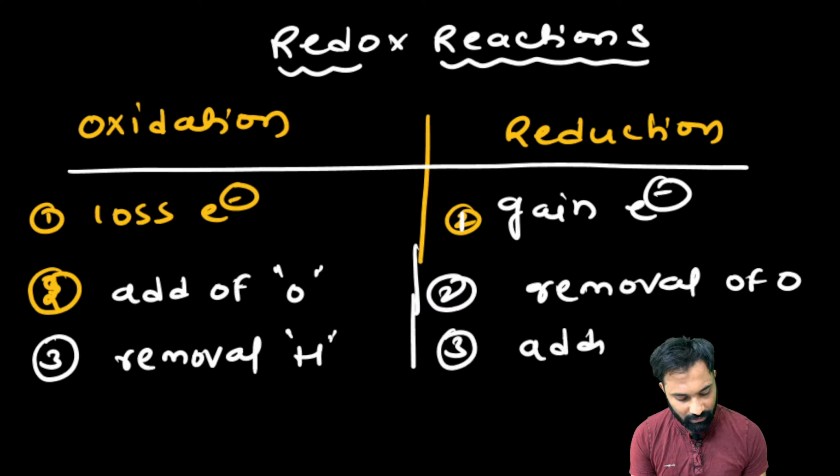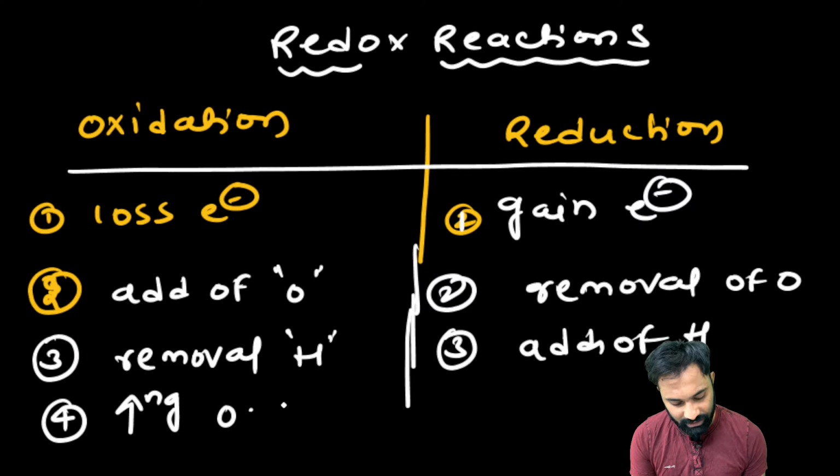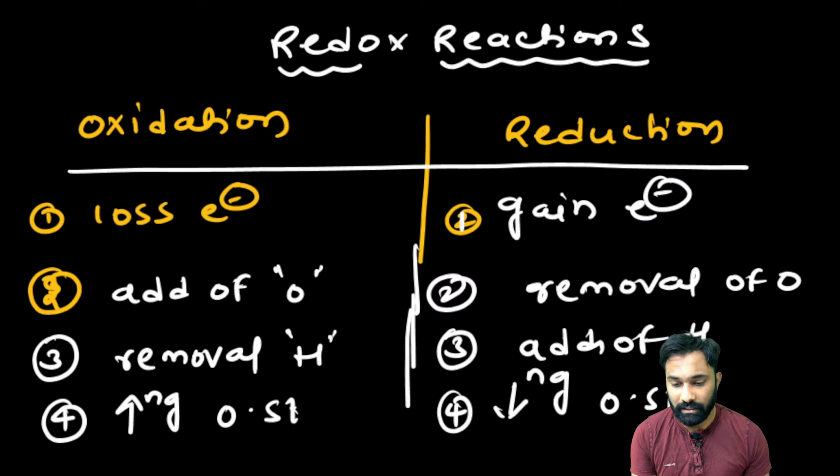Next point here, this is a very key point. Increase in oxidation state, decrease in oxidation state, right? Increase in the oxidation state is oxidation, and decrease in oxidation state we call reduction. These are some key points you have to remember. Clear? Now, this will play a very crucial role.